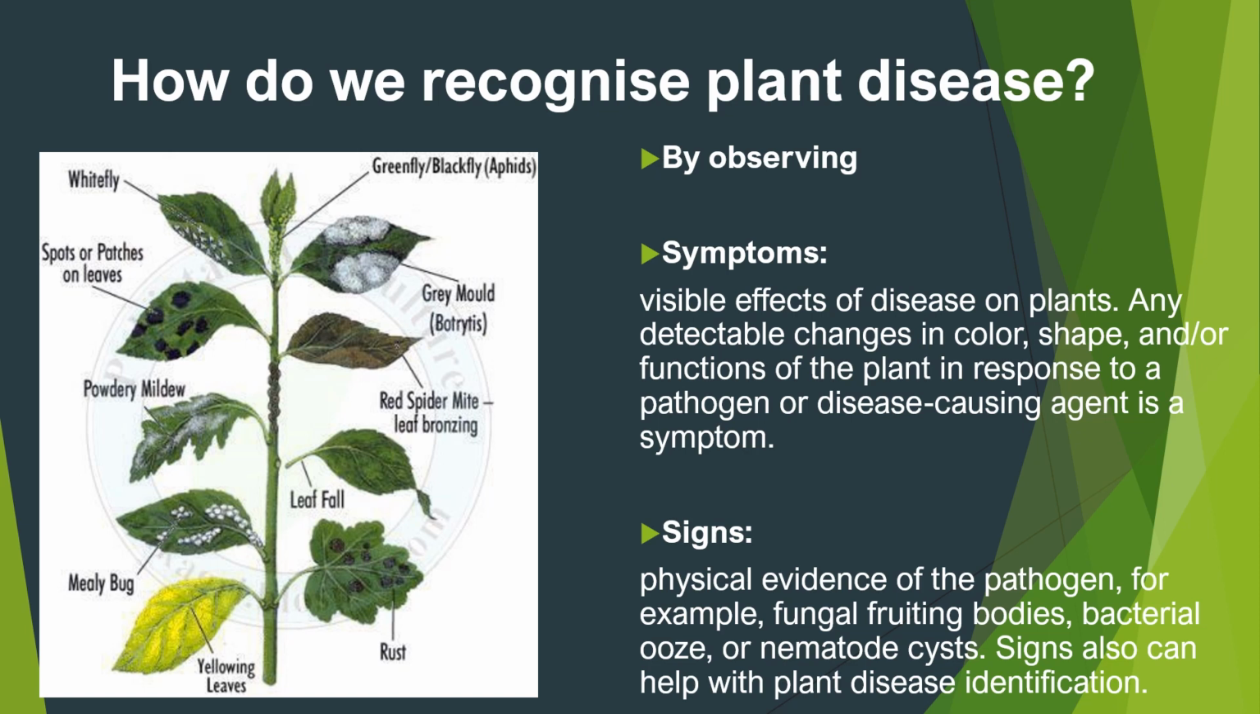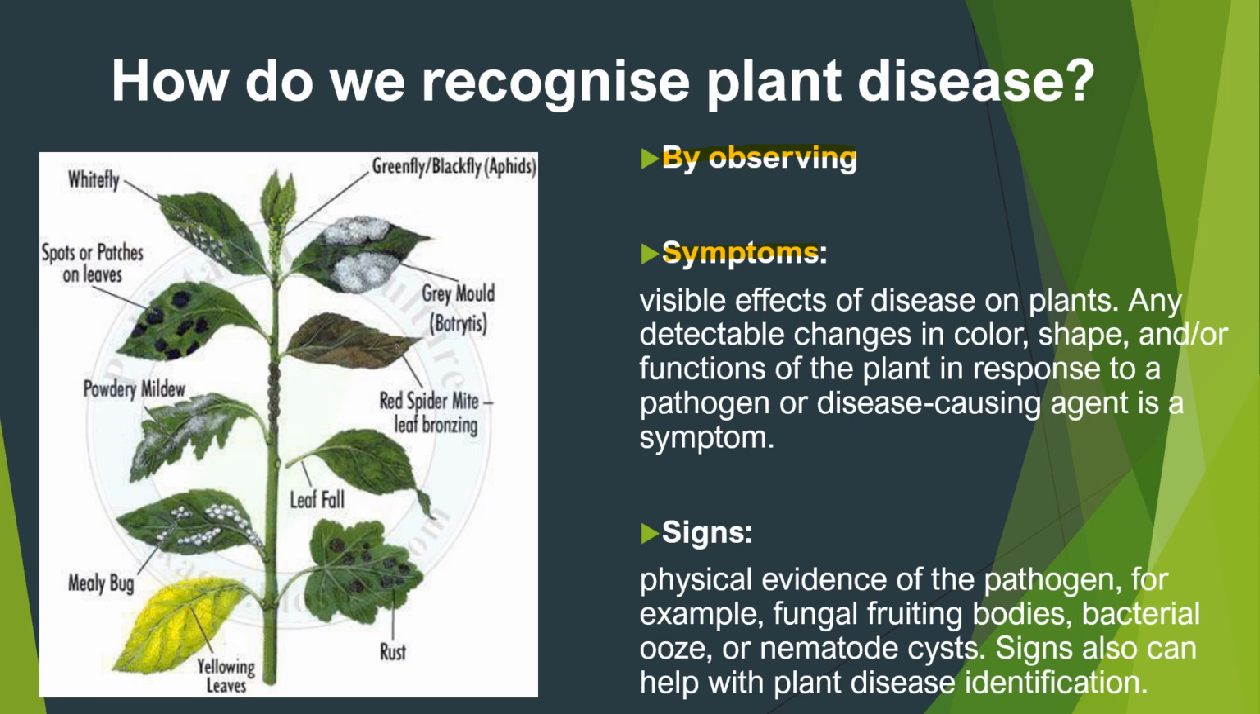First of all, visual observation will let us understand whether a plant is having a disease or not. And there are two terminologies which we use in plant pathology: the signs and the symptoms. The signs and symptoms go hand in hand. So what are symptoms? Symptoms are the visible effects of disease on plants. Any detectable change, for example in the color or the shape or the function of the plant in response to a pathogen or a disease causing agent, is known as a symptom.